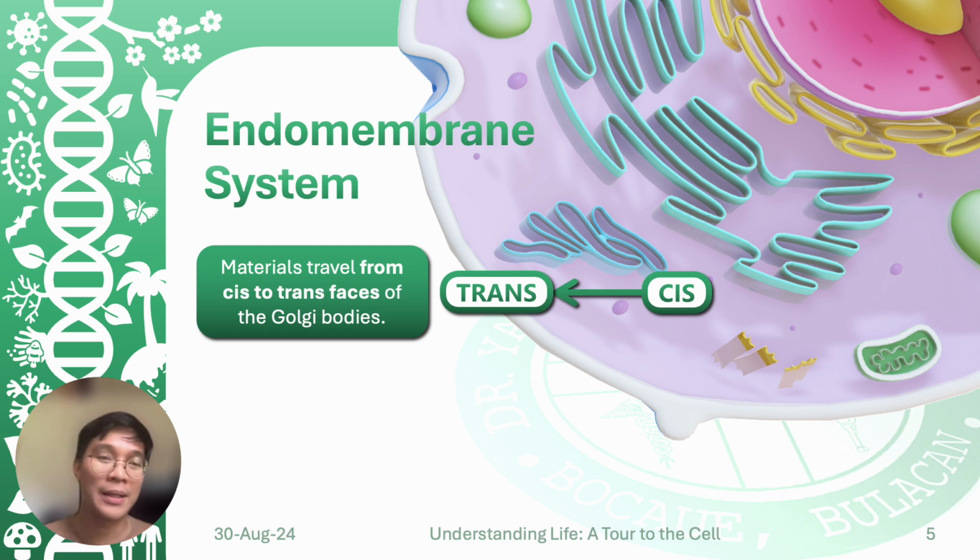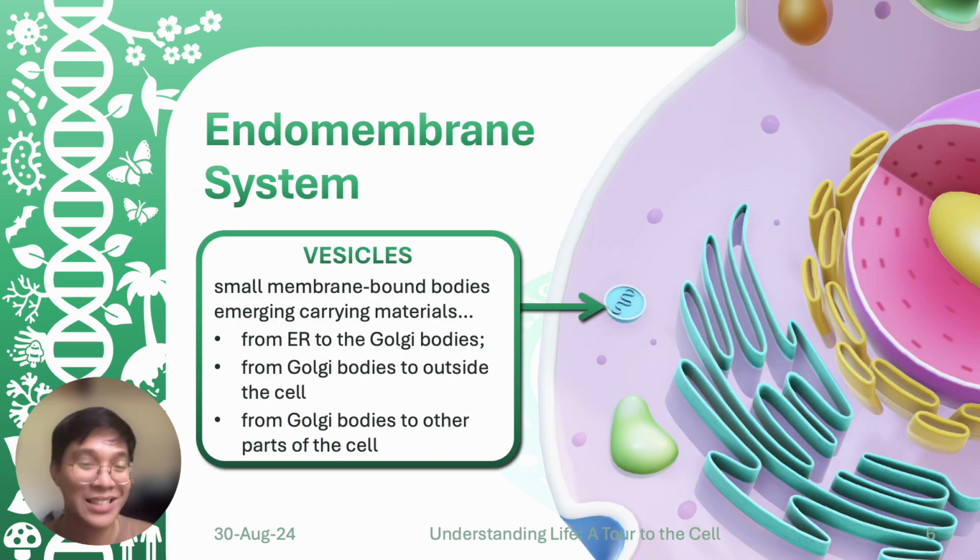Now, the question is, how do the endoplasmic reticulum and Golgi bodies interact with each other? How do they send these materials? They send these materials through membrane-bound organelles, which we call the vesicles. The vesicles are very small and they transfer from the endoplasmic reticulum to the Golgi bodies, and then they can emerge from the Golgi bodies to the other parts of the cell or even outside the cell.